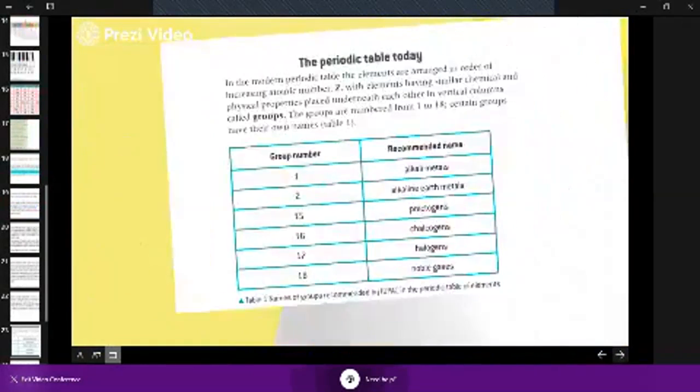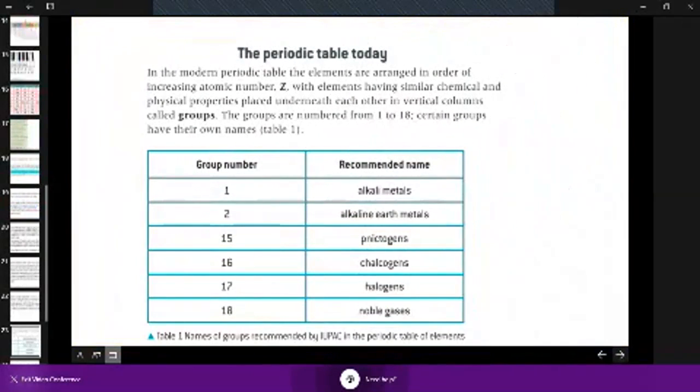Oh yes. So now, after having that modern periodic table, different groups were assigned different names. Let's look at some of the groups. For example, group 1 was referred to as the alkali metals. Group 2, alkaline earth metals. Group 15, the pnictogens. Group 16, the chalcogens. Group 17, halogens. Group 18, the noble gases. What a wonderful work that was done.